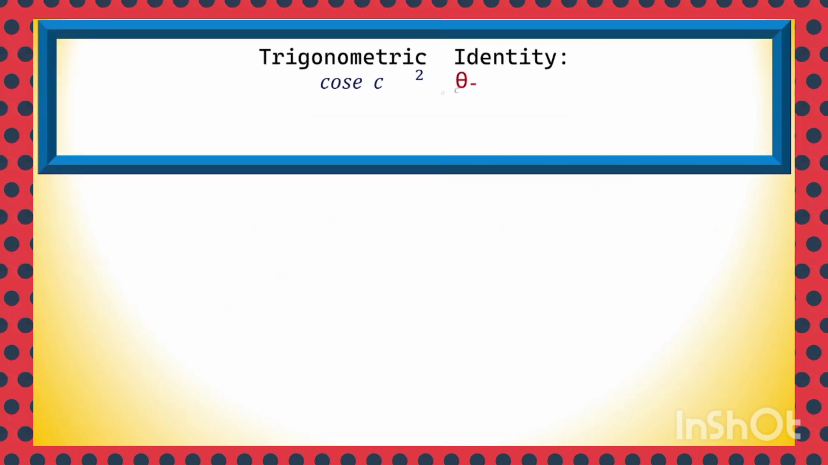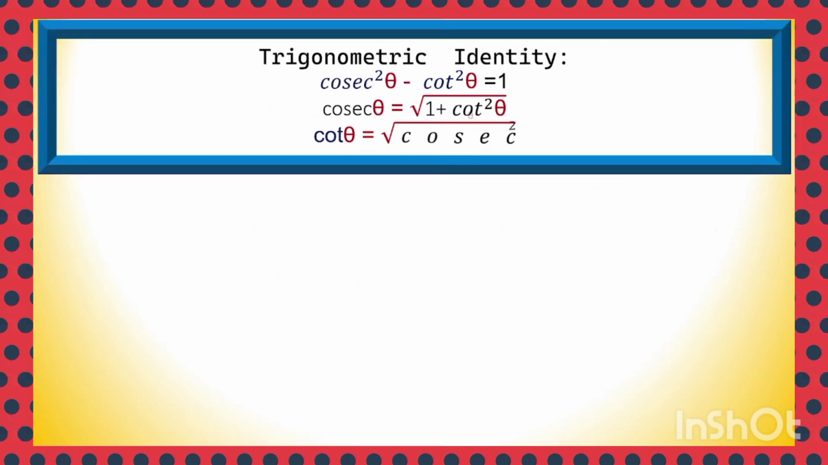Cosec square theta minus cot square theta is equal to 1. Cosec theta is expressed in terms of cot theta. Cosec theta is square root of 1 plus cot square theta. Cot theta is expressed in terms of cosec theta. Cot theta is equal to square root of cosec square theta minus 1.